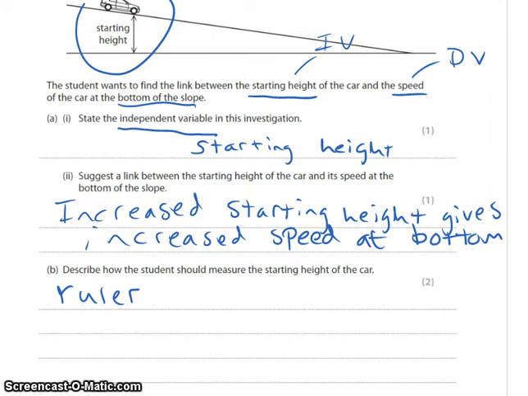Something like make sure that the ruler is perpendicular to the floor. Okay, so you're going to make sure that your ruler is at right angles here. Okay, you could say something about reading the ruler at eye level to reduce a parallax error. Anything like that is reasonable.